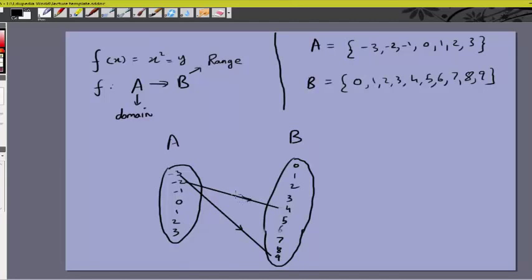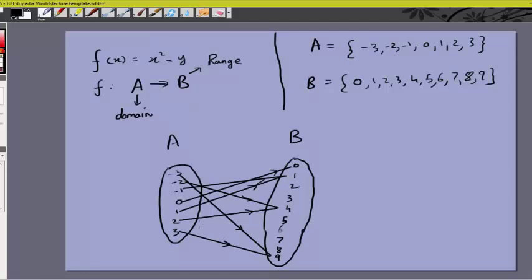Now see, only one arrow will go from left to the right. -2 cannot go to both 4 and 2. Right? That would not be a proper function. -1 goes to 1. 0 goes to 0. What does 1 go to? It goes to 1. 2 goes to 4. And 3 goes to 9.